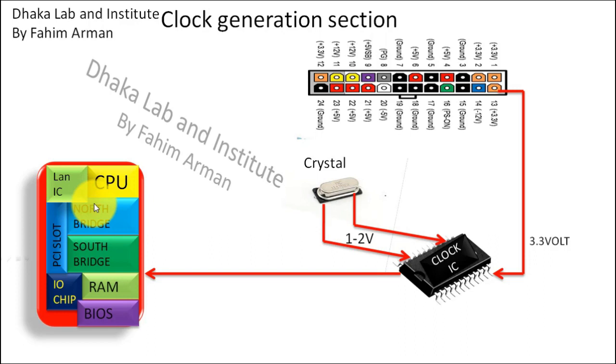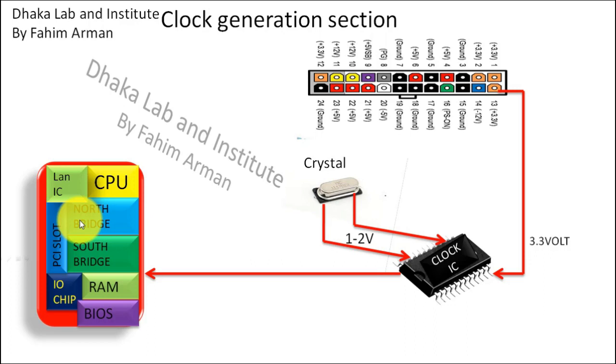The CPU, LAN IC, north bridge, south bridge, RAM, BIOS, IO chip, and PCI slot all should have clock. And after having the clock signal, all the chips will be activated. Without this clock, there will be a no display problem. So the clock section is very important, and we always have to be very careful about this.